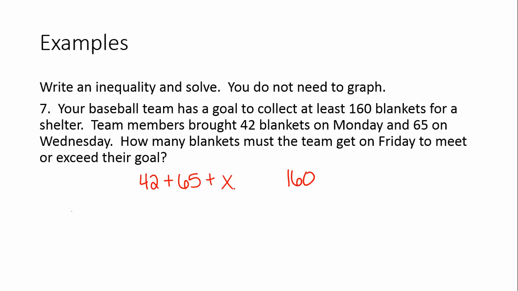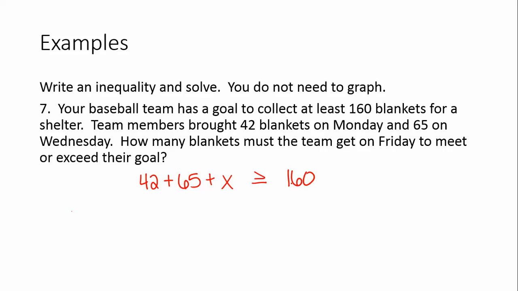So the question is, what symbol do we want here? We want to collect at least 160 blankets. So that means that over here on the left-hand side can be greater than or equal to 160. We can exceed the goal, but we don't want to go under it. So this value of x, when we solve the inequality, will tell us how many blankets we need to get to meet the goal of 160. Anything over that would then exceed it.